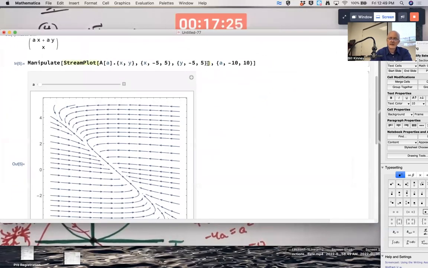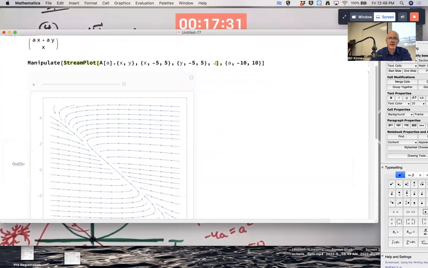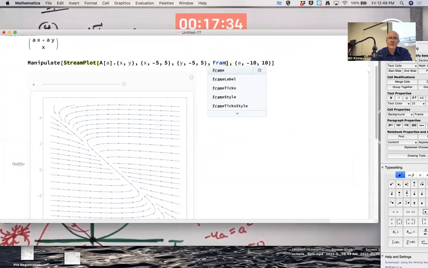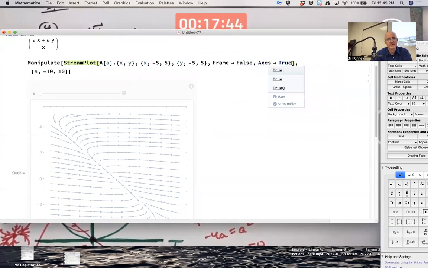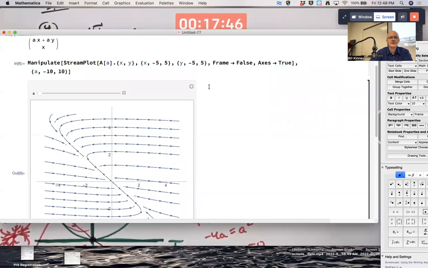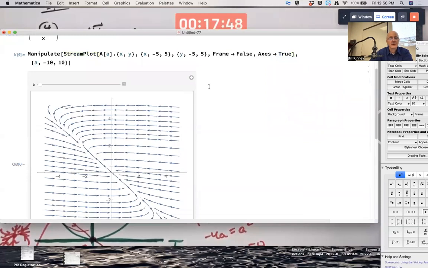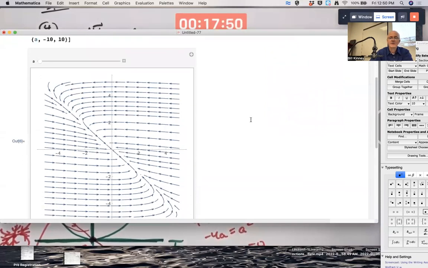Okay, I like getting rid of the frame around it. So after the y comma negative 5 comma 5, I'm going to put another comma and type Frame with the capital F, arrow False with the capital F, and then add an axis as well, put a comma, Axes with the capital A, arrow True with capital T. And also label the axes. I won't take the time to do that.